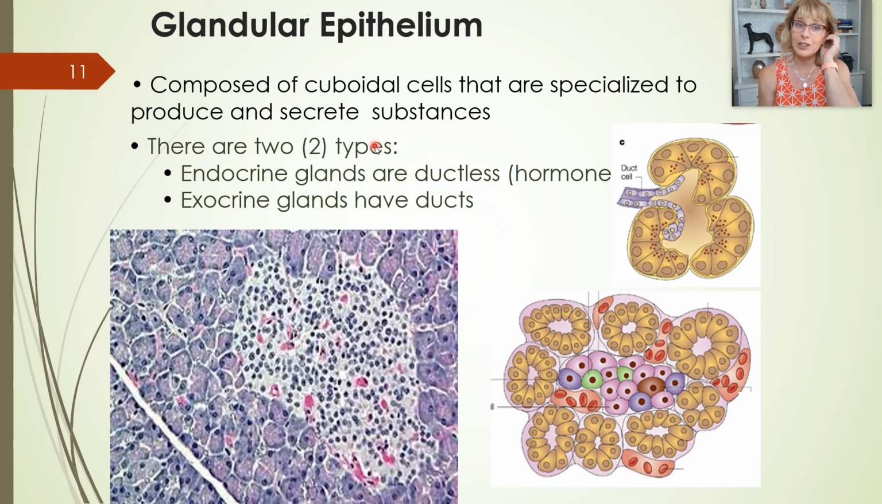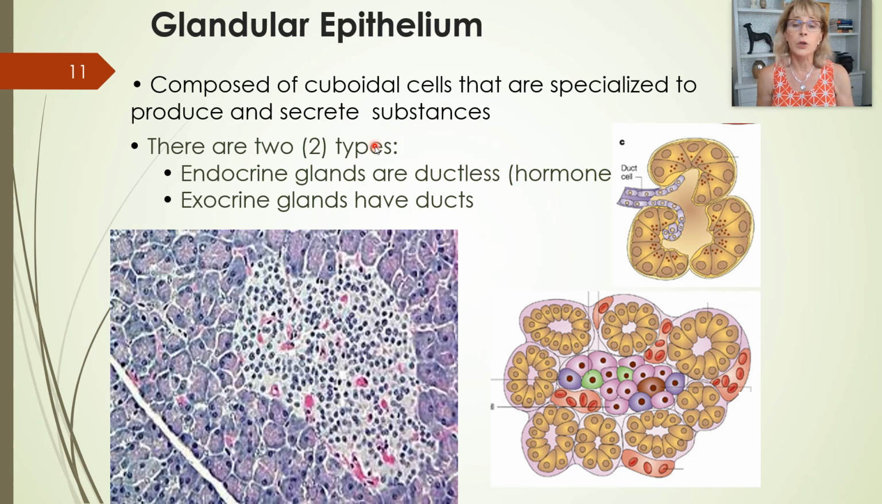Here is something that you need to know, though. You need to know that glands, G-L-A-N-D-S, glands, are made out of epithelial tissue. So there are some parts of the body that are organs that are mostly composed of glandular epithelium. Your liver is mostly glandular epithelium. Your salivary glands are mostly glandular epithelium. Your pancreas is mostly glandular epithelium.